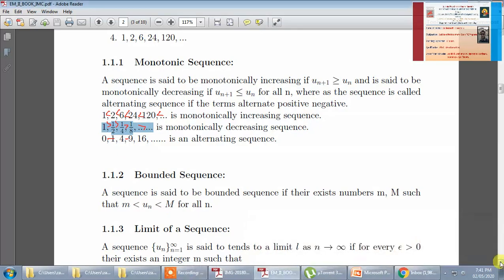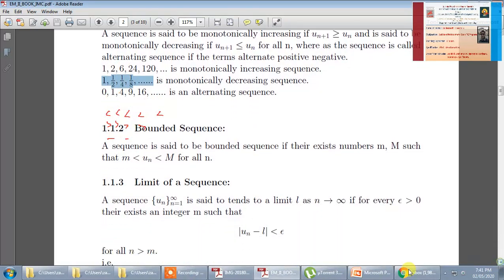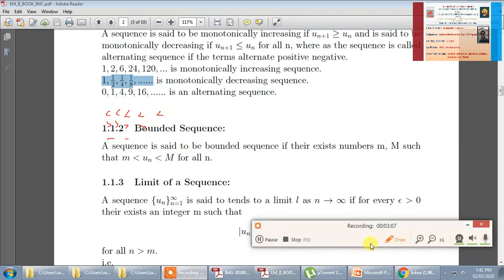It is regarding the bounded sequence. Okay, what is bounded sequence? A sequence is said to be bounded if there exist two numbers, small m and capital M, such that small m is less than the nth term of the sequence, un, which is less than capital M, for all n. So what is the meaning of that? There should exist two numbers. One number will be greater than all of the sequence terms, and one number will be less than all of them.